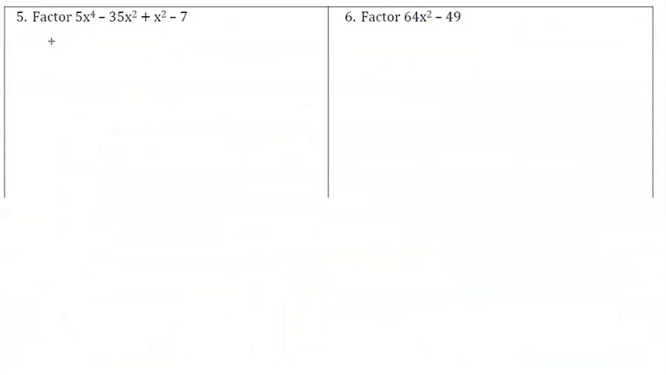Number 5. Factor 5x to the 4th power minus 35x to the 2nd power plus x squared minus 7. The first thing we'll look for is a greatest common factor. There is no greatest common factor here besides 1, so we can skip that step. The next step, we're going to select a method of factoring.